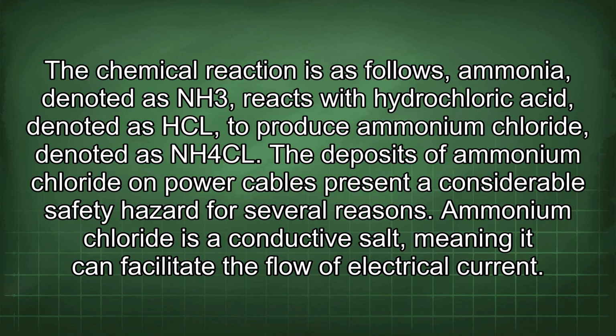The chemical reaction is as follows. Ammonia, denoted as NH3, reacts with hydrochloric acid, denoted as HCl, to produce ammonium chloride, denoted as NH4Cl. The deposits of ammonium chloride on power cables present a considerable safety hazard for several reasons. Ammonium chloride is a conductive salt, meaning it can facilitate the flow of electrical current.